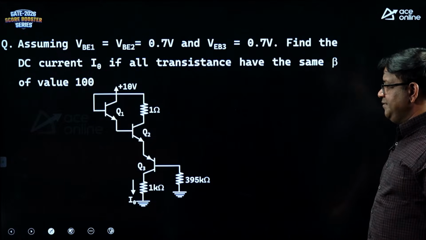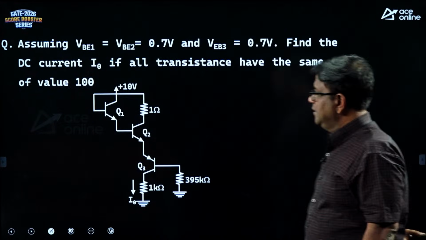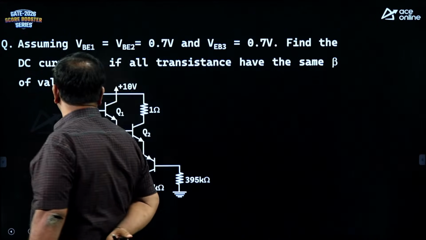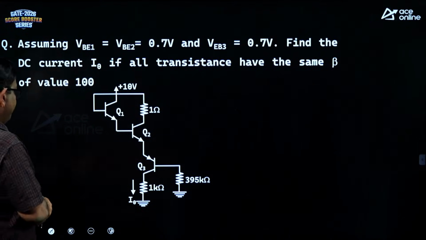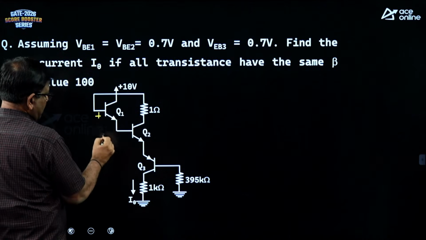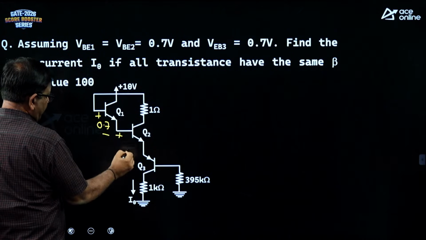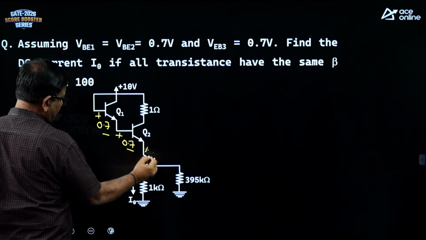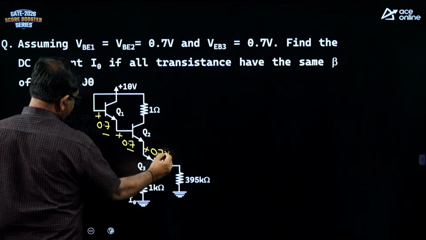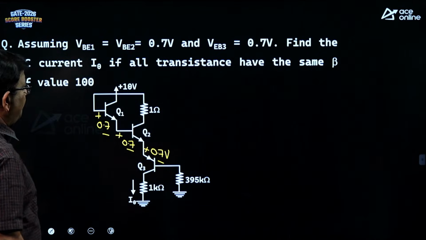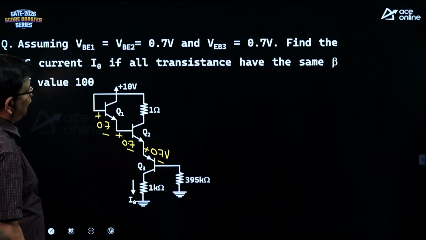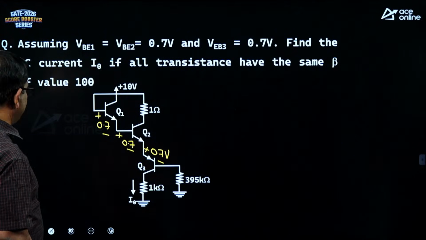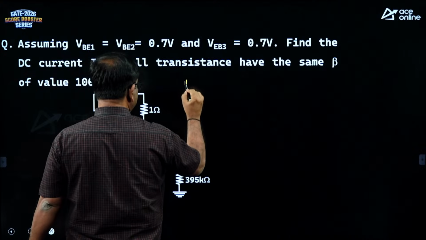Go through the question. Assuming VB1 equal to VB2 equal to VB3 equal to 0.7, there are 2 NPN transistors, each given 0.7, and there is a PNP which also has a 0.7 forward drop. Find the DC current I0 if all the transistors have the same beta of 100. So, beta is 100, given.